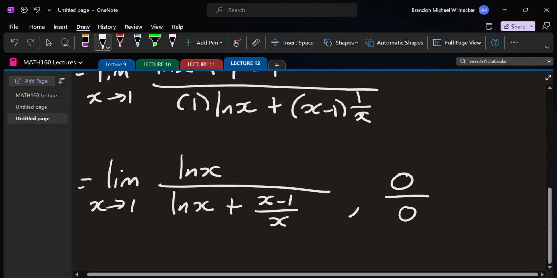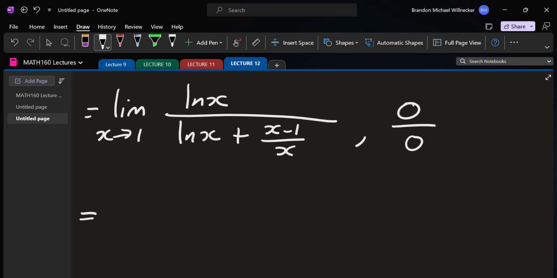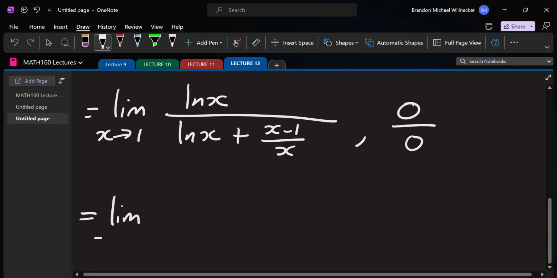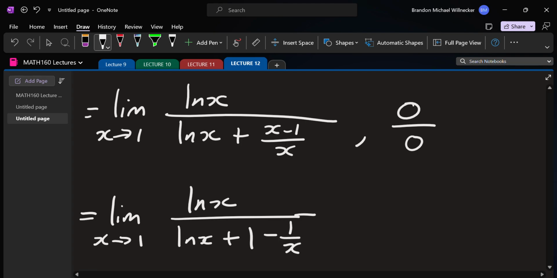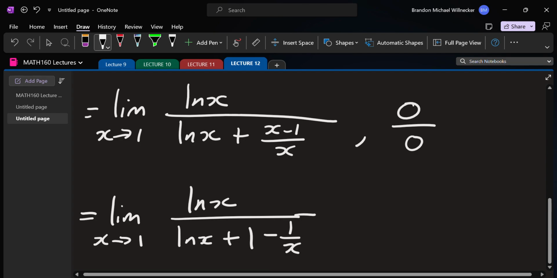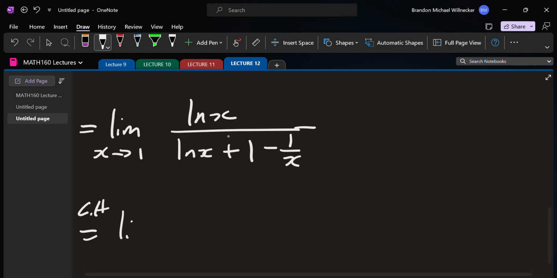Which means we can use L'Hopital's rule again, right? We've got type 0 over 0. We can differentiate. We can use L'Hopital's rule. So let's do that. Just before we do L'Hopital's rule, I just want to expand the bottom out a bit. So that's going to be ln x over ln x plus the x over x, we can put that as a 1. Okay, and then the minus 1 over x, we can put that separately. That just saves us from worrying about the quotient rule. Okay, so now we can use L'Hopital's rule.